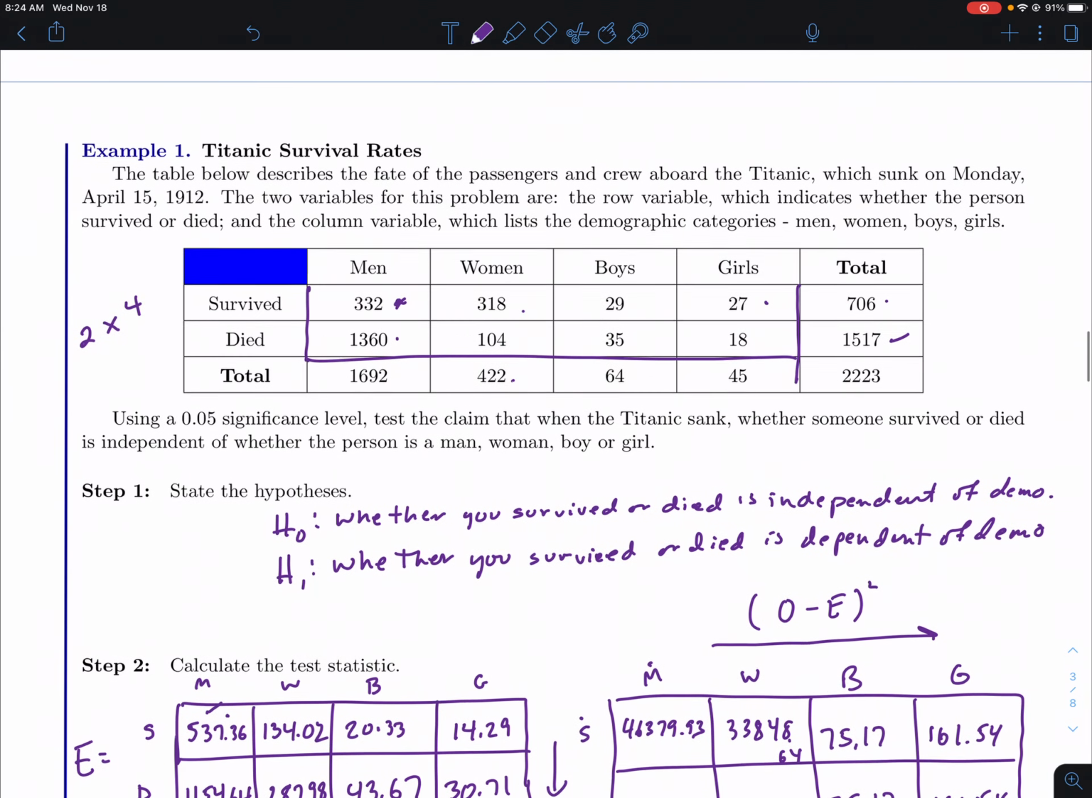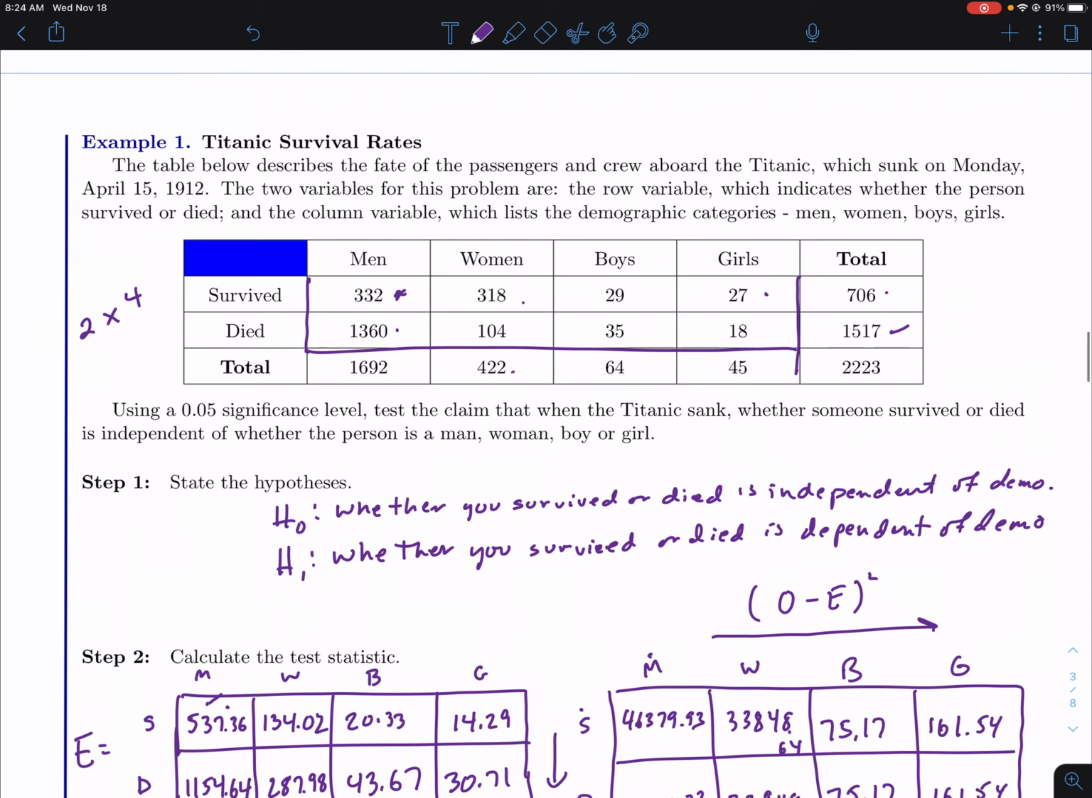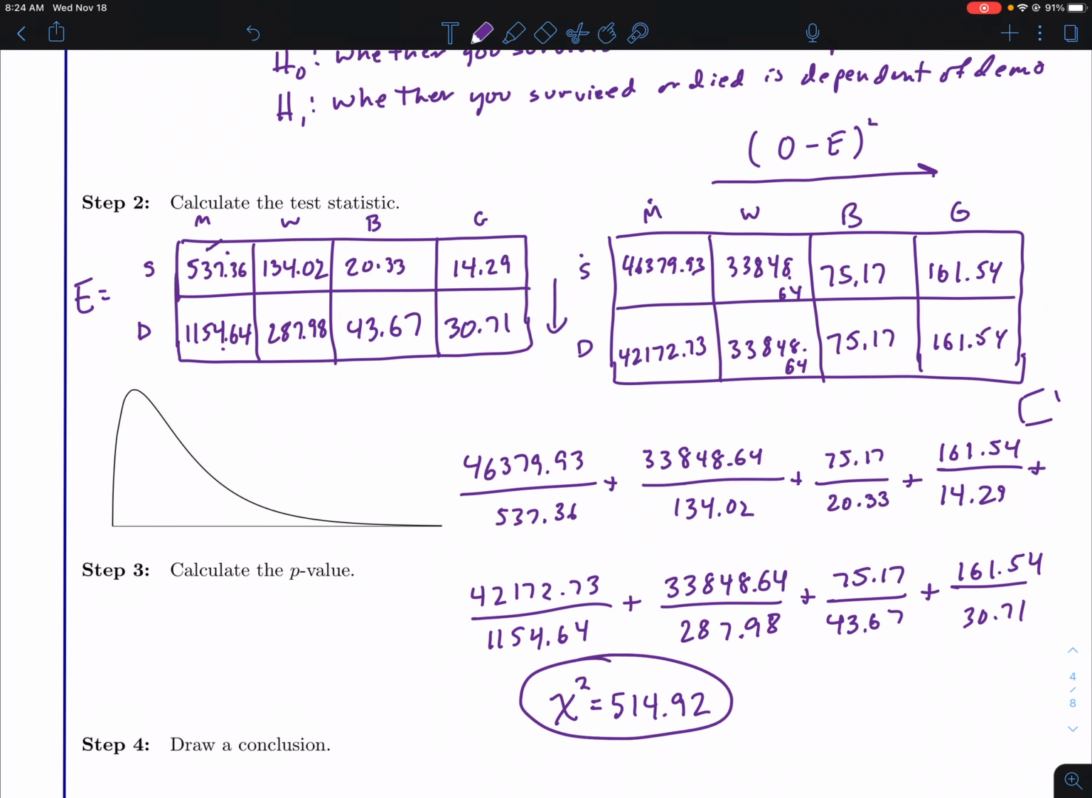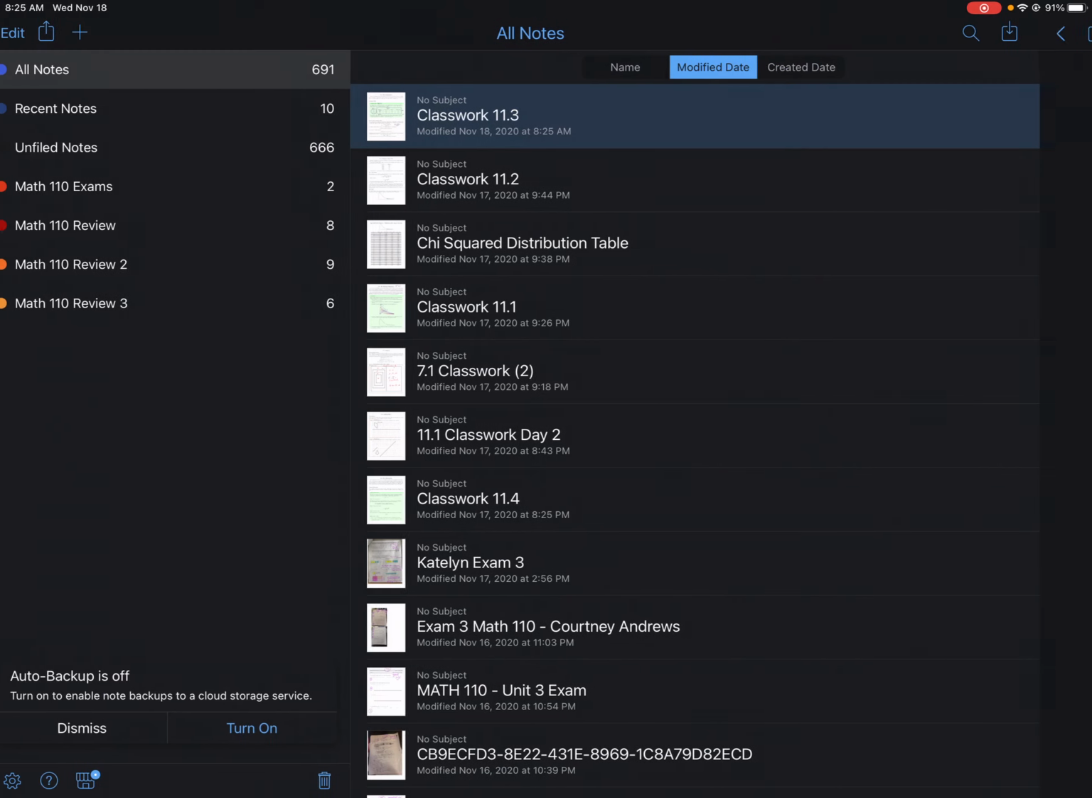So if we remember, our alpha that we're looking at is 0.05. So let's write our alpha here. And remember, our degrees of freedom are the rows minus 1, which in this case was 2, times the columns minus 1, which is 4 minus 1. So in this case, we get a degrees of freedom of 3. So let's go back to our table so we can figure out what our chi-squared value is for this alpha level.